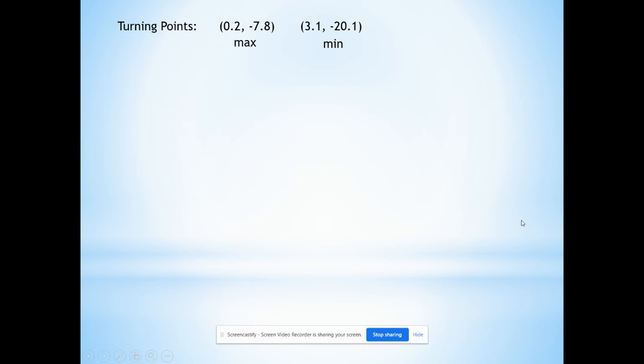All right, so here are the two turning points we found. I like to label them min and max. It helps me when I go further on. It is not required to tell me which is the min or max, however.